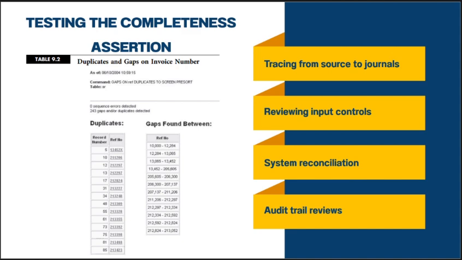In conclusion, accuracy and completeness are important audit assertions that ensure financial statements reflect true and complete information. To achieve reliable audit results, auditors must perform both control and substantive testing to assess the effectiveness of internal controls and verify the integrity of recorded data.